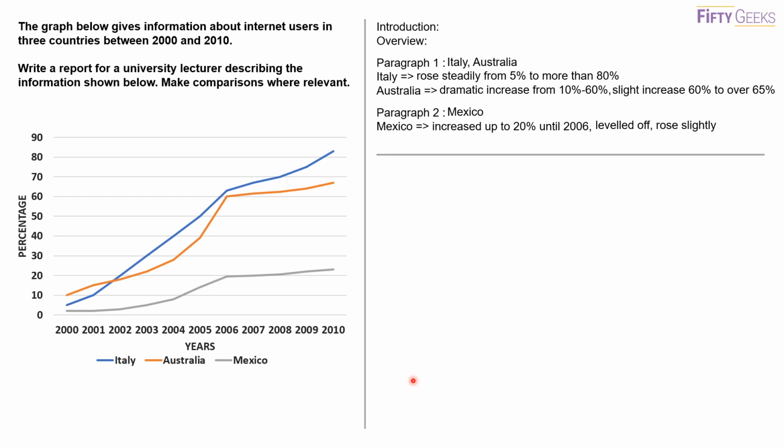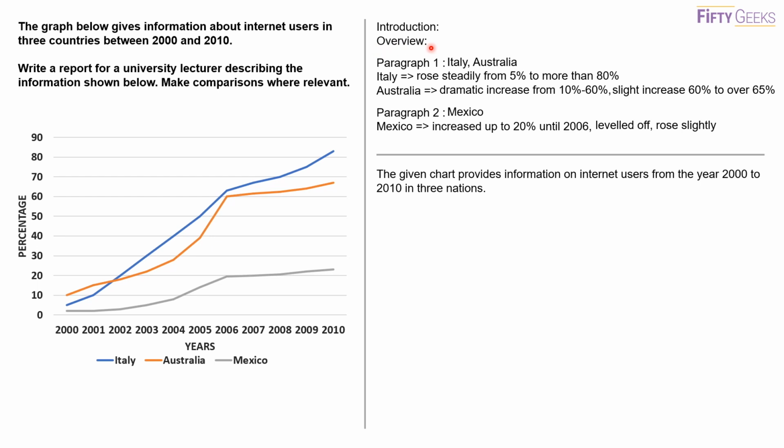Now let's start solving this line graph question. I'm going to start with an introduction in which we have to paraphrase the question. That is, the graph below gives information about internet users in 3 countries between 2000 and 2010. So I will write, the given chart provides information on internet users from the year 2000 to 2010 in 3 nations.